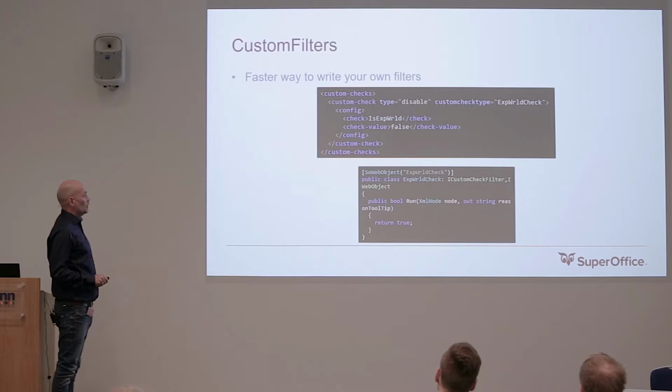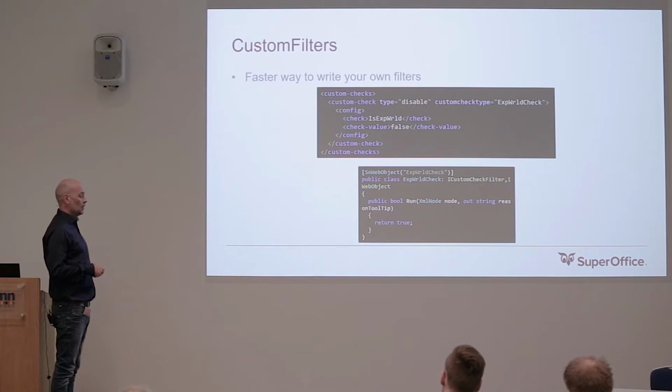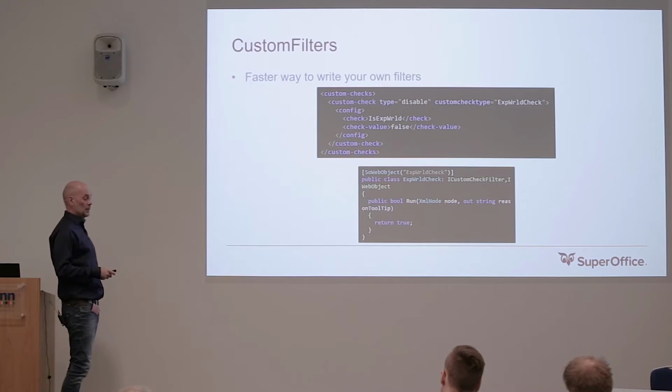You make your class, you implement the ICustomCheckFilter, you need to implement the IWebObject, and you decorate it with this. There's one function, it's called Run. You get the XML node, you do your checks, you have access to the super state, everything you need inside there, and you set true or false based on whatever calculation you do. Since the type here is disabled, it will in this case put a disable property on the control, and the control will be disabled. The type could also be hide.